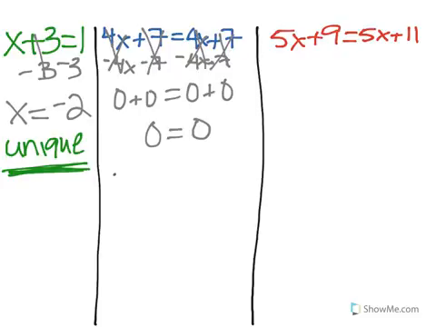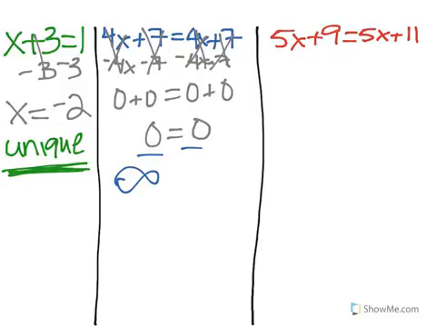So this means that there are an infinite number of solutions here. This means that no matter what number you plug in for x, you're going to get the same thing on both sides of the equal sign. Okay, so 0 equals 0 is not a bad thing. That just means that you have an infinite number of solutions.